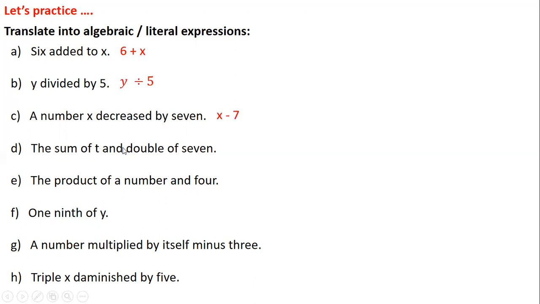The sum of t and double of 7. Sum means I will add t, which is a variable, with double of 7. What do we mean by double of 7? We mean 2 times 7. So t plus 2 times 7. Now, I can write 2 times 7 is 14, of course. The product of a number and 4. Okay. Product means times. I will multiply two things. I will multiply a number and 4. Do we know this number? No, it's unknown. So because it is unknown, I use a variable. So I will write x times 4.